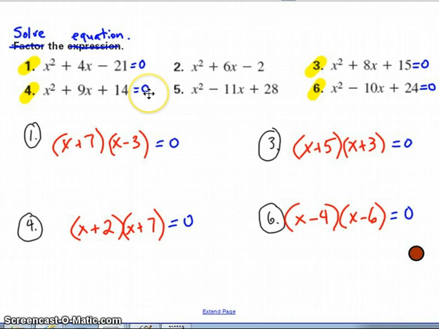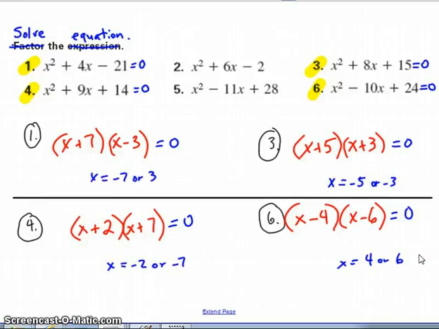Well, remember, we figured out that these were the factors, so those factors are now equal to 0 in every case. Hit the pause button. When you come back, I'm going to show you what x is for each of those 4: 1, 3, 4, and 6. Okay, I'm going to assume that you did that and you've solved for x. There are the answers. For number 1, x is either negative 7 or 3. Similarly down here for 6, x is either positive 4 or positive 6.